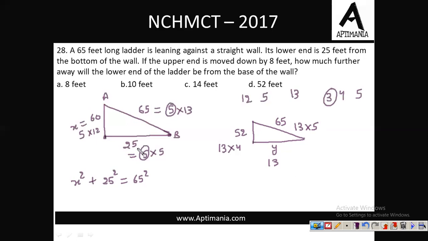If you remember these values, so 3 triplet को complete करता है, तो this is 39. Earlier it was 25. तो shift कितने से हुआ है? It has shifted by 14 feet. So the answer is option C, that is 14.